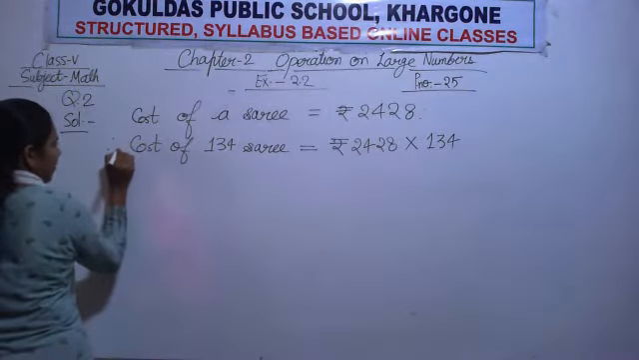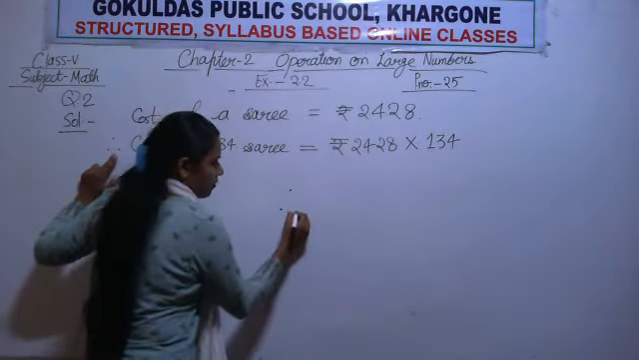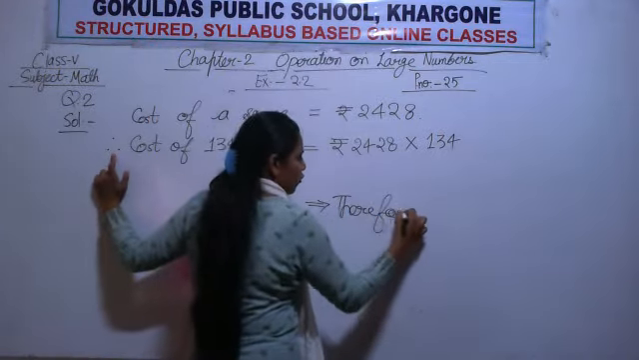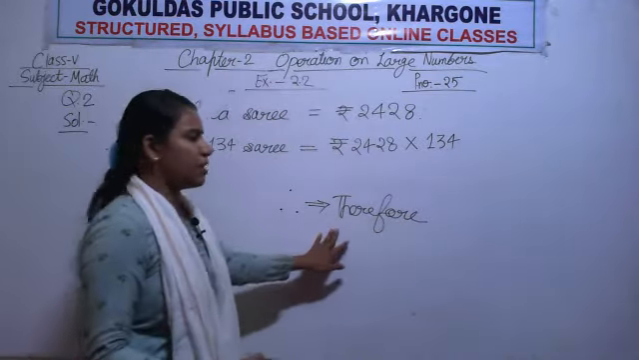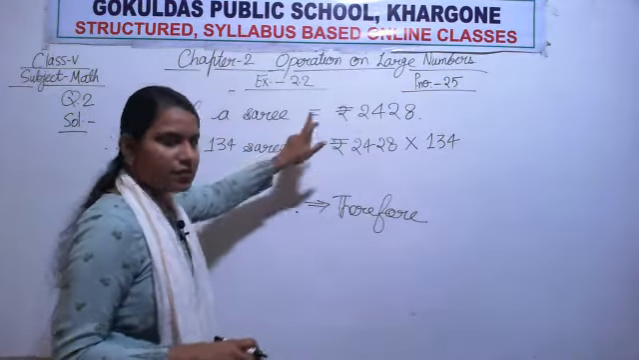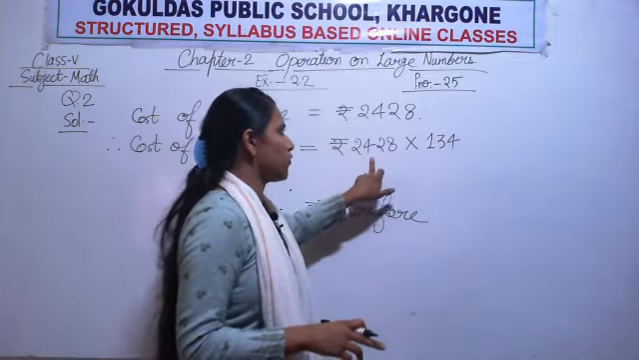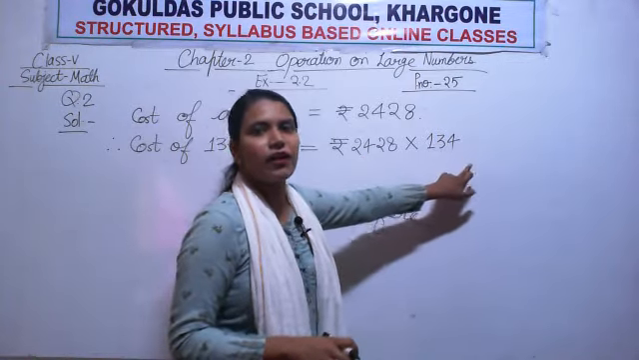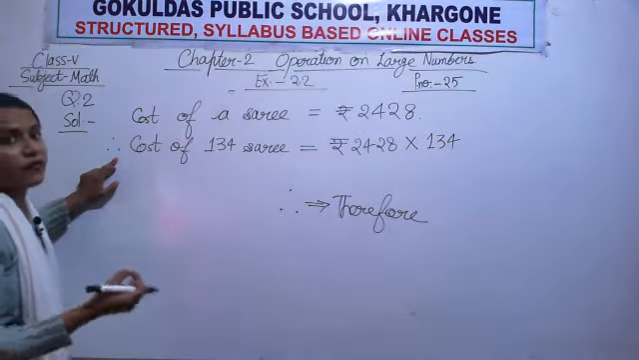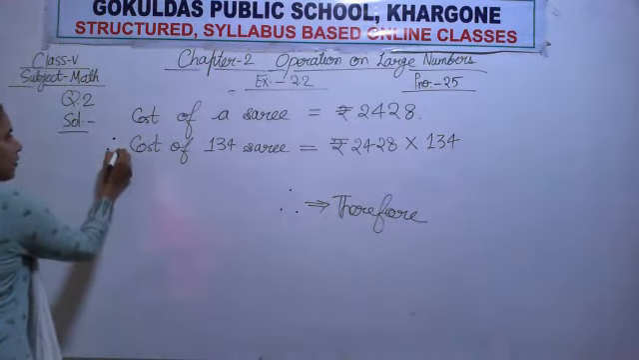I am putting these 3 dots here. This dot represents therefore. The Hindi meaning of therefore is isliye. So cost of a sari is this, therefore cost of 134 saris is rupees 2428 multiplied by 134. These 3 dots I am putting here are called therefore. Instead of writing therefore, I am putting the dots here.